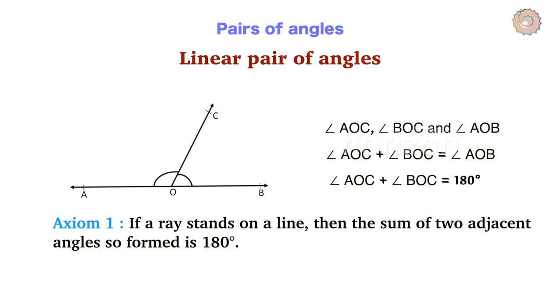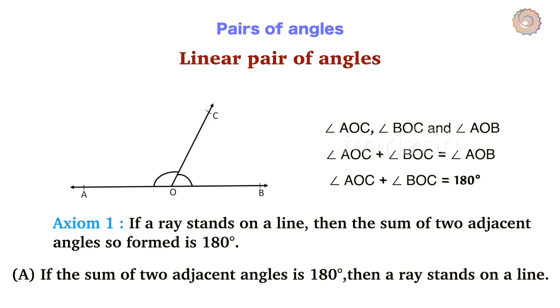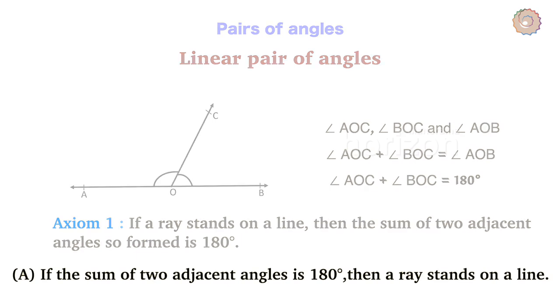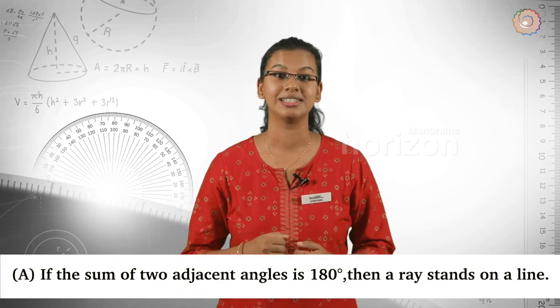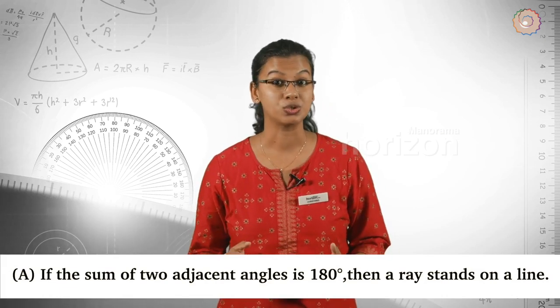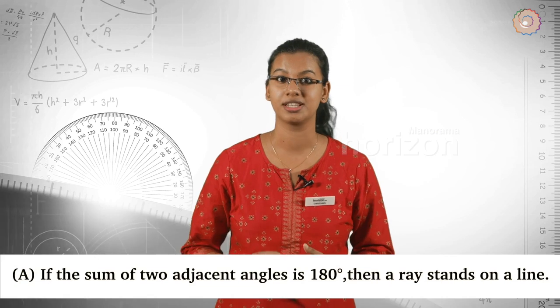This axiom can also be written in the reverse manner, that is, if the sum of two adjacent angles is equal to 180 degrees, then a ray stands on a line. Now, this statement is called the converse of this axiom. To check the truth of this statement, let's try to prove it.